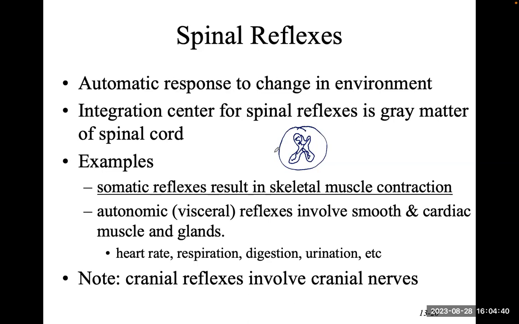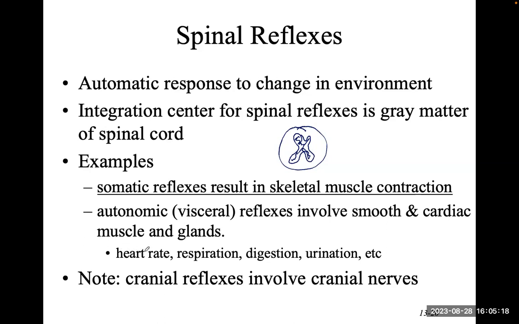So what are some classical examples of some reflexes? So we have somatic reflexes, which result in skeletal muscle contraction. A classical one that we can all relate to is your hand touches a hot stove, reflexively you withdraw quickly. If you didn't have this reflex and your hand remained on the stove, you'd be smelling your flesh burning, right? So quickly it withdraws.